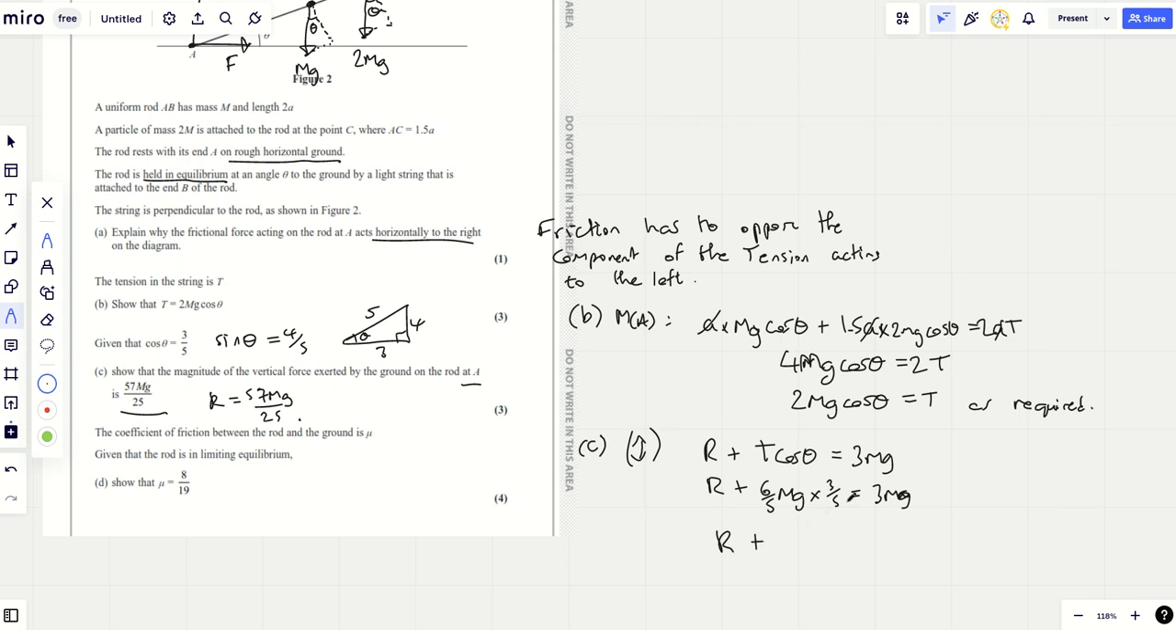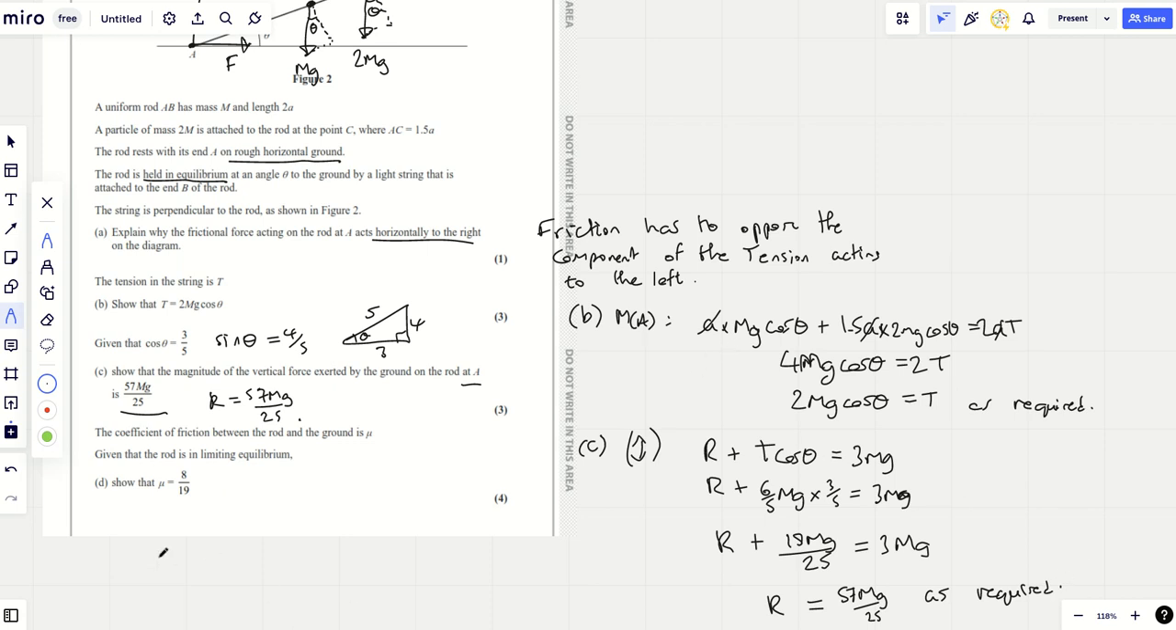Okay, so R plus 18mg over 25 equals 3mg. Now, 3mg is the same as 75mg over 25, and if you take 18 off of 75, you get 57mg over 25 as required.